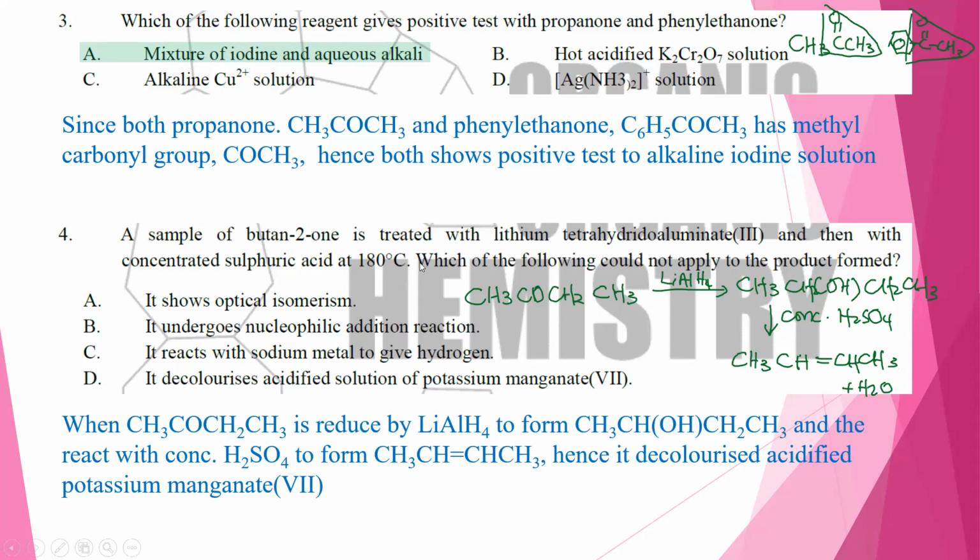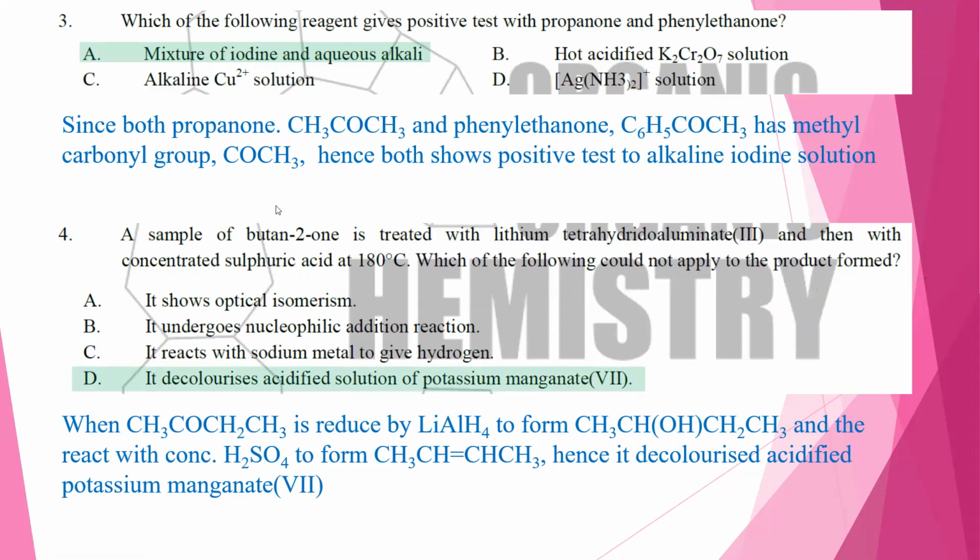It undergoes nucleophilic addition? Instead of nucleophilic, it is an electrophilic addition because of the C=C. It reacts with sodium metal to give hydrogen, which is also wrong because it does not contain any hydroxyl group. But it still decolorizes acidified potassium manganate, no matter hot concentrated or cold dilute, both are possible. So the best answer in here is B. That is for question number 4.